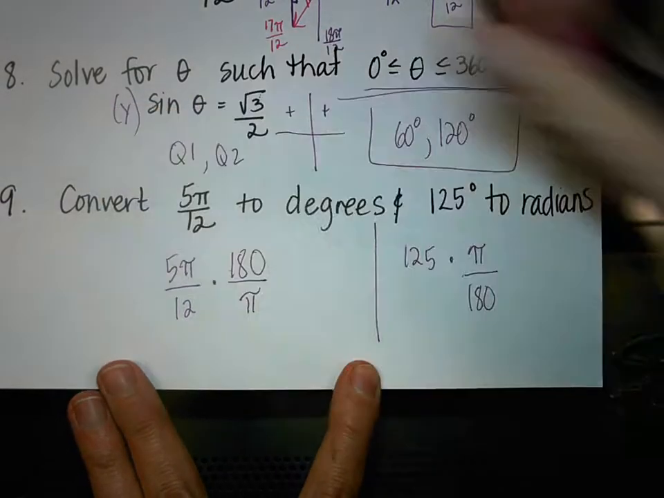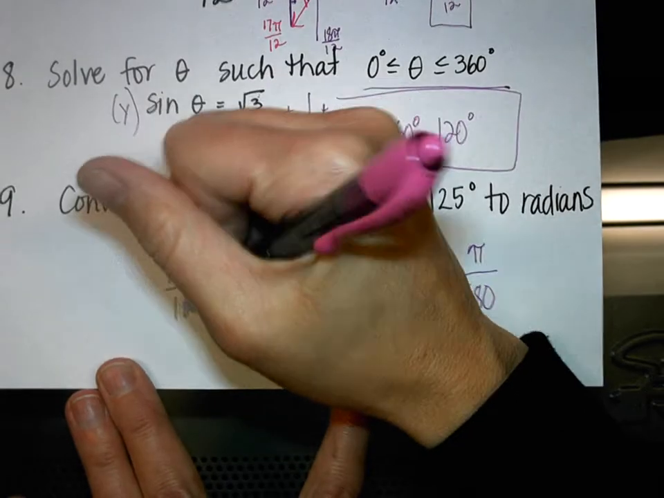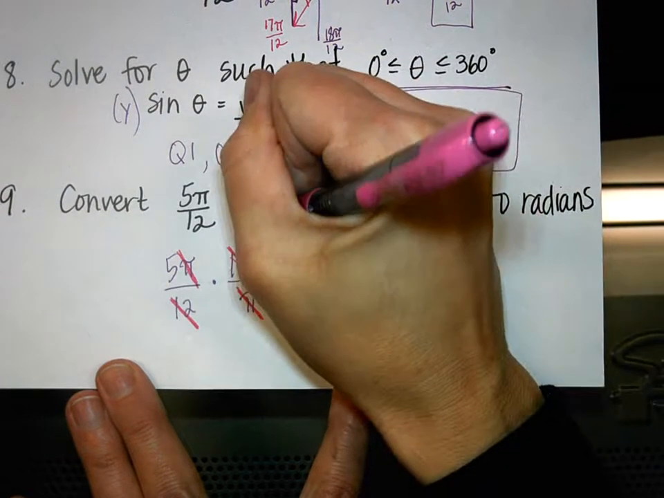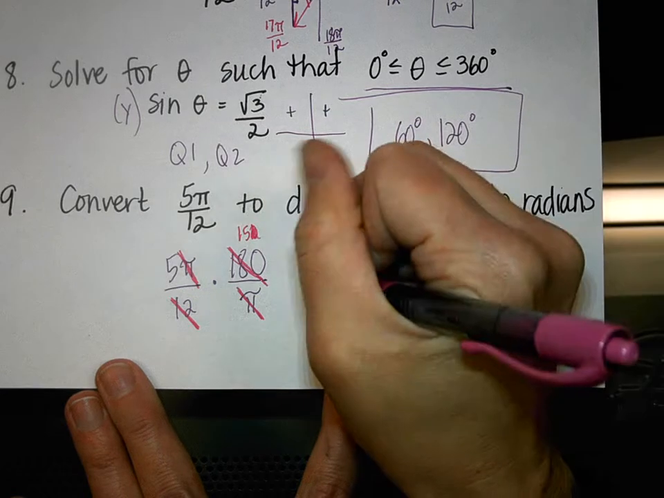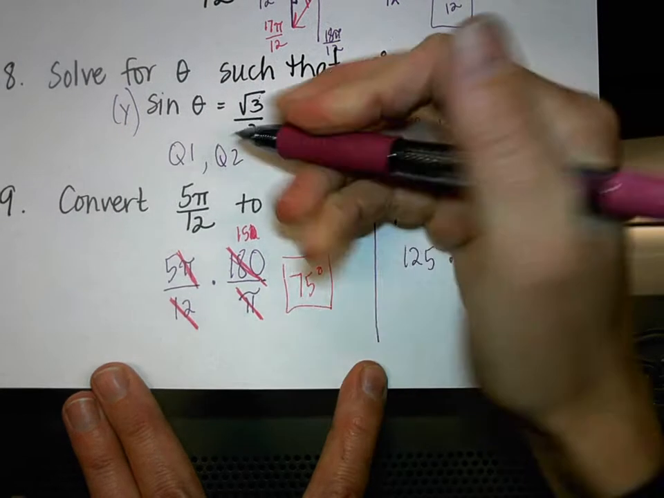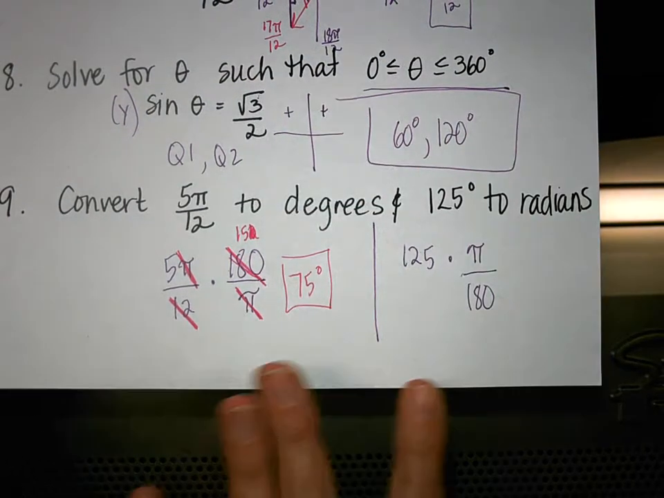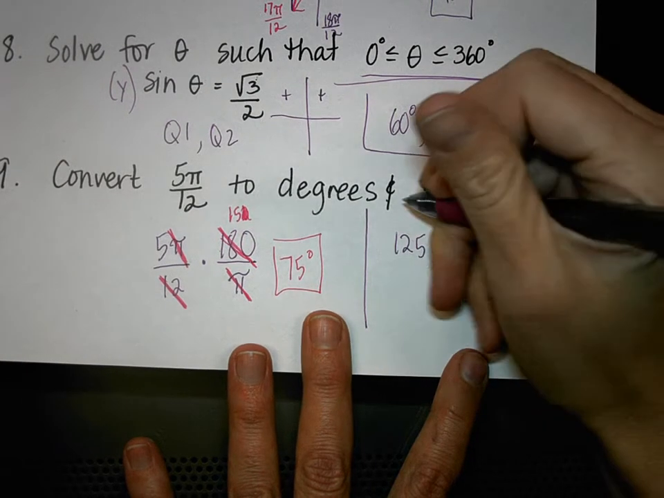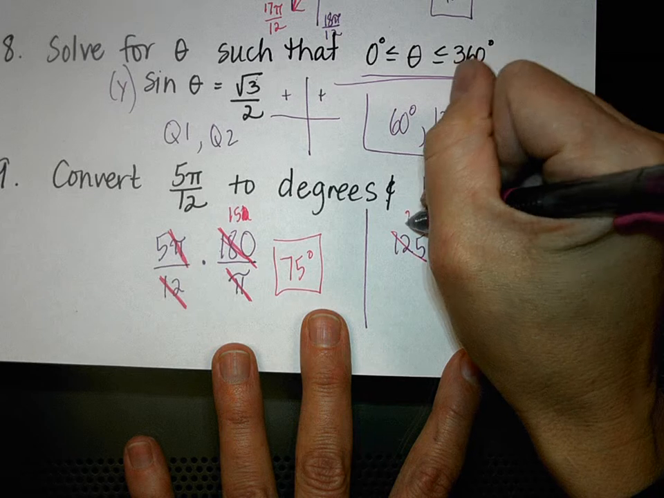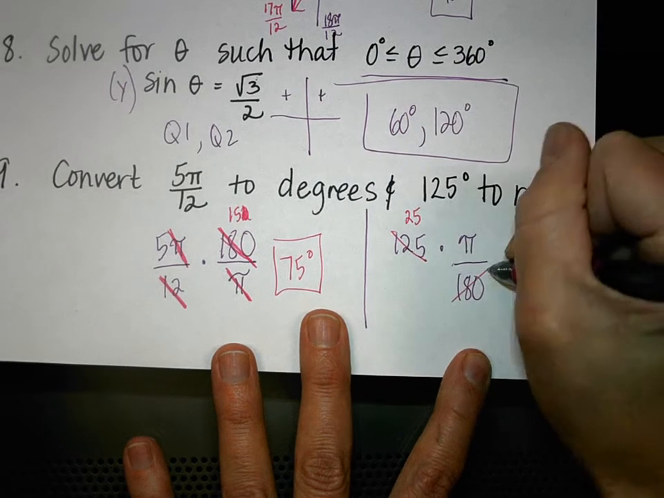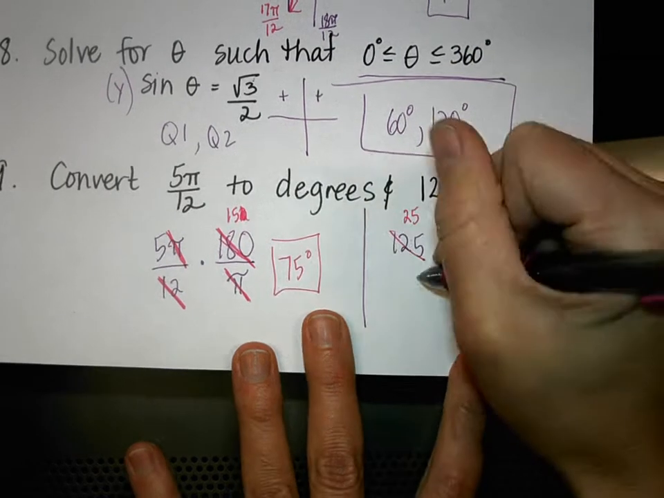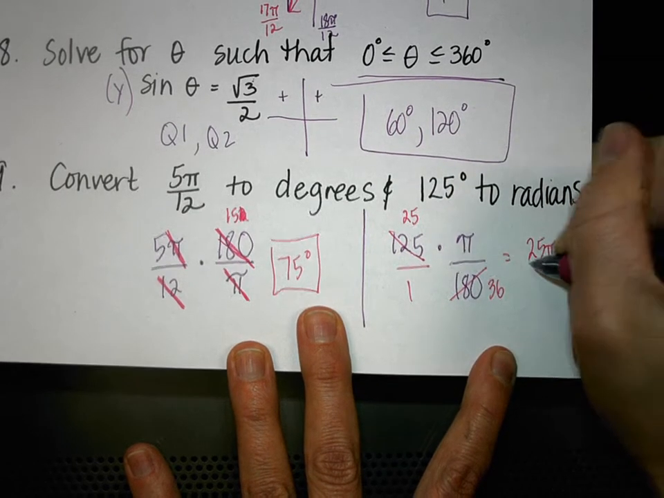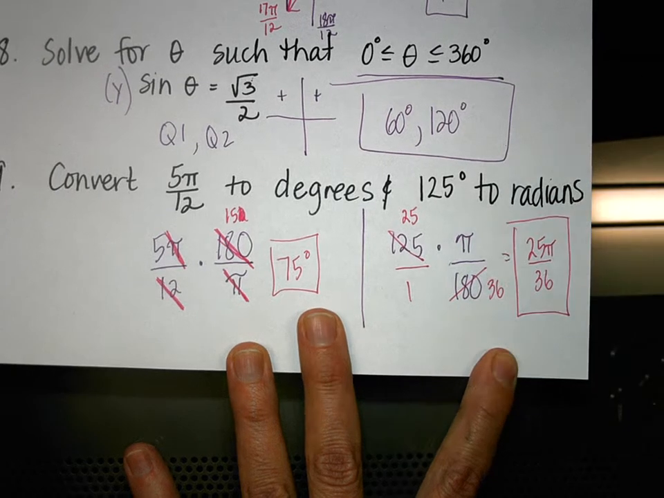So here I can reduce, both the pi's cancel out. 12 goes into 180 15 times, and 5 times 15 is 75. So 5 pi over 12 is the same thing as 75 degrees. Over here we reduce, and 5 goes into both 125 and 180. This becomes 25. 5 goes into 180 36 times. You multiply tops with tops, bottoms with bottoms, and we end up with 25 pi over 36. And that is the answer for our radians.